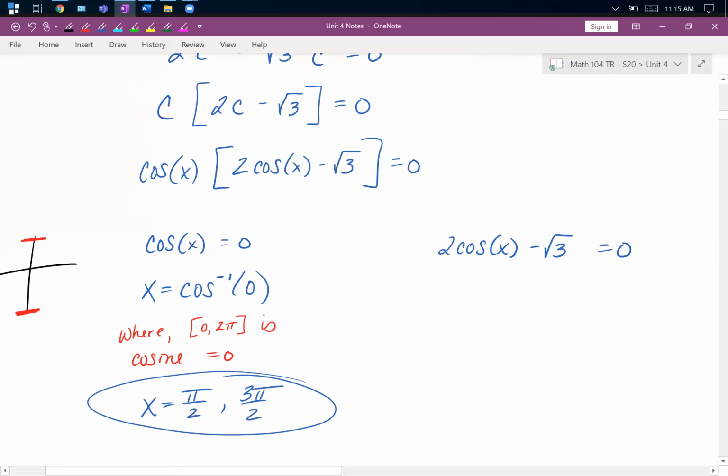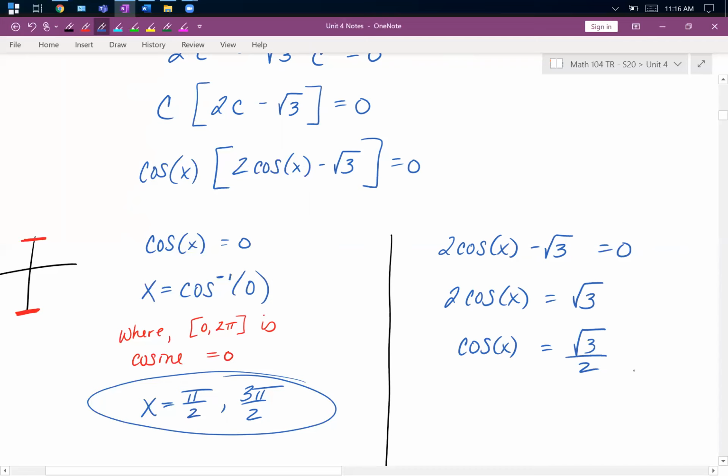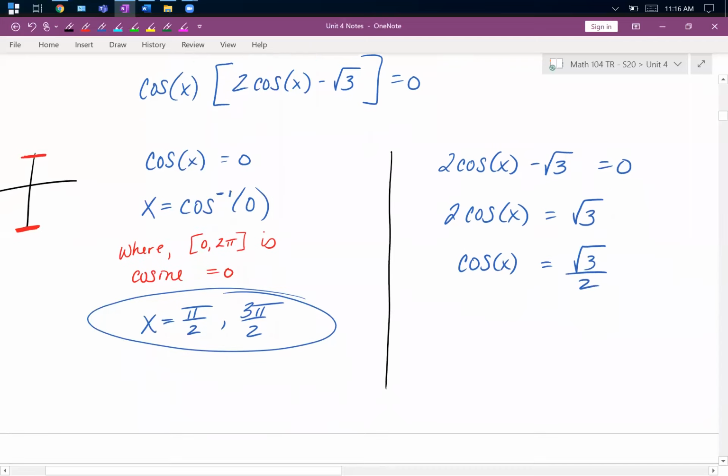All right, let's solve the second half here. We need to solve 2 cosine minus square root of 3 equals 0. We want to start by isolating the cosine. So we're going to add square root of 3 to both sides, and then divide by 2. If cosine of x is equal to square root of 3 over 2, that means that x is equal to cosine inverse of square root of 3 over 2.